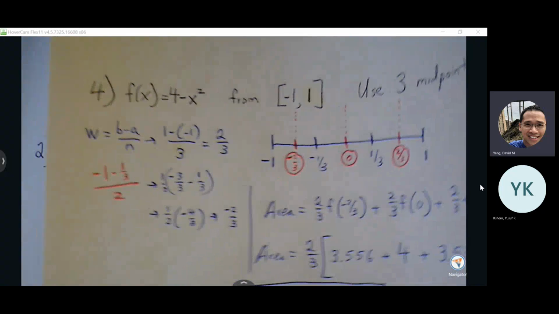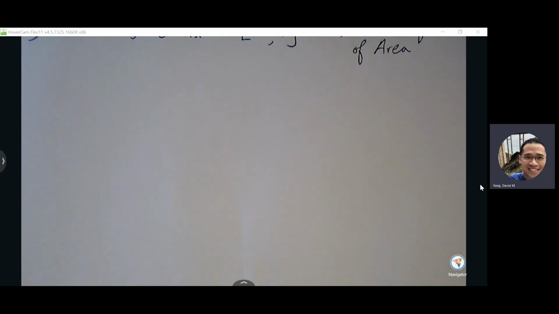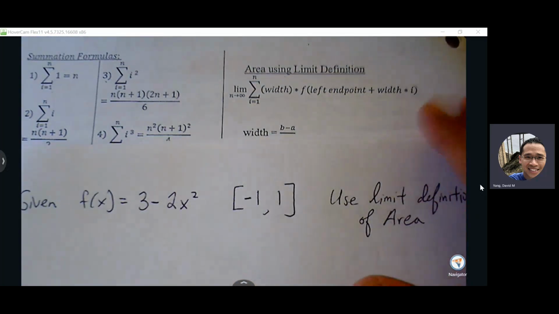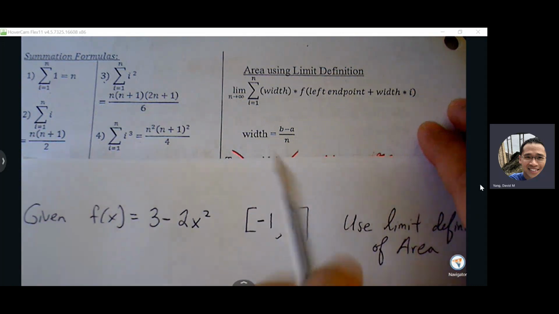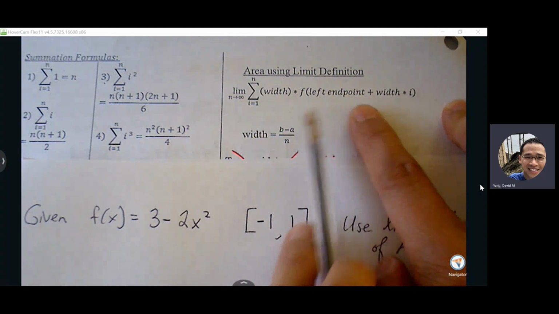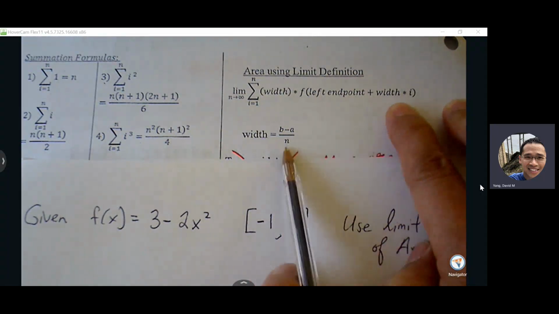Okay, any questions with any of the steps? Okay, number 5, use limit definition. So I will give you a formula sheet where you can pick off that information. Limit as n approaches infinity, width is b minus a over n, left endpoint is a, so a plus width times i.